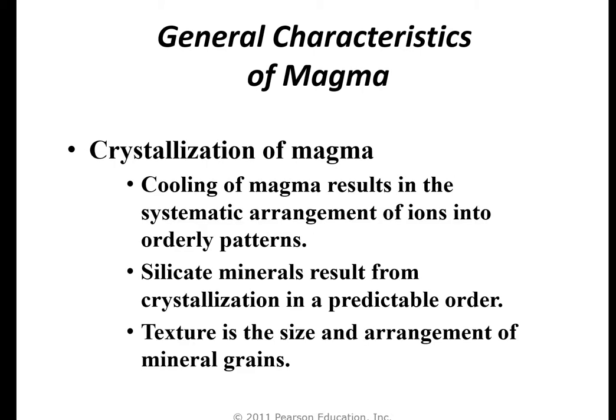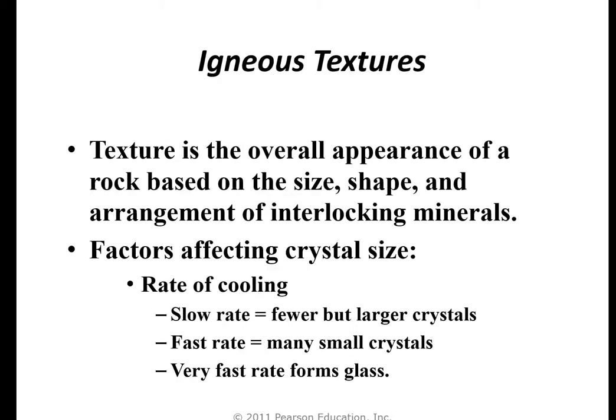The crystallization of magma occurs in the systematic arrangement of ions into orderly patterns. Silicate minerals result from crystallization in a predictable order, and the texture is the size and the arrangement of the mineral grains. Texture is the overall appearance of a rock based on the size, shape, and arrangement of the interlocking minerals.